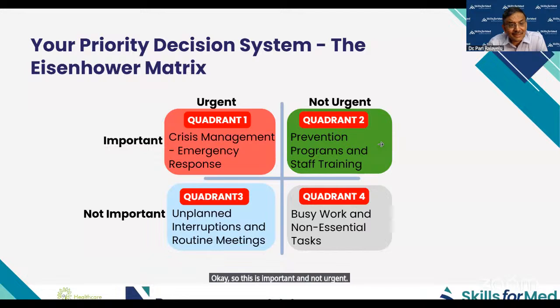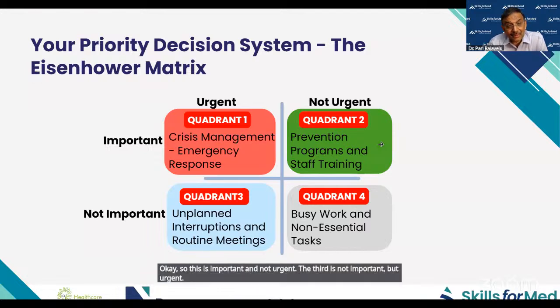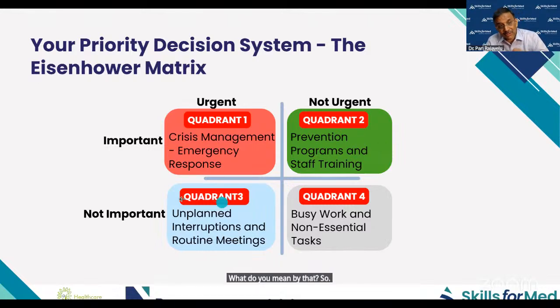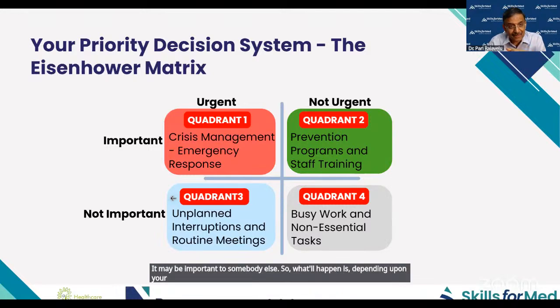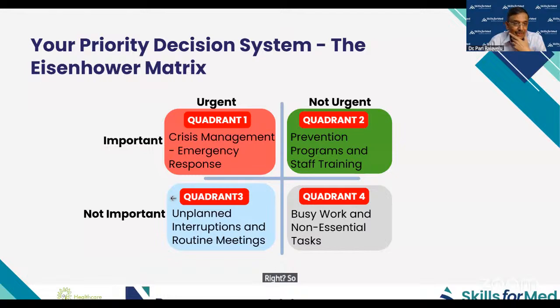The third is not important but urgent. What do you mean by that? Not important to you, it may be important to somebody else. Depending upon your hierarchy, if I'm the boss and I have a meeting to go to within 30 minutes, I will come to you and say, Stella, get the presentation ready, right? That is not important to Stella, but because of our hierarchy, it becomes urgent.